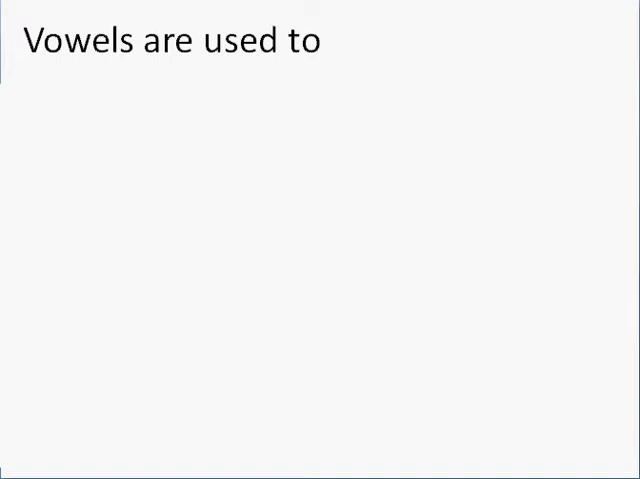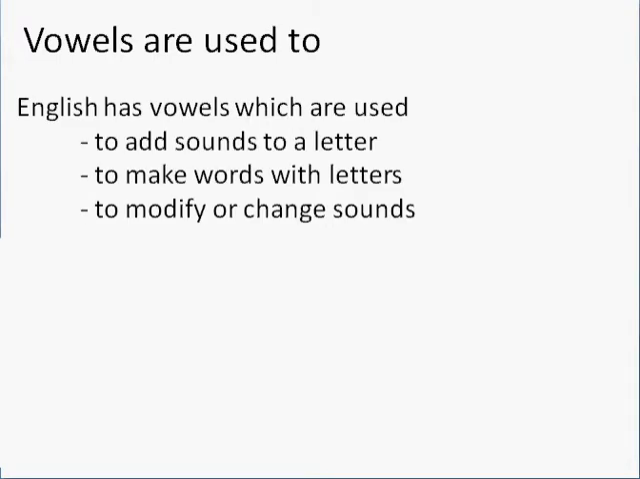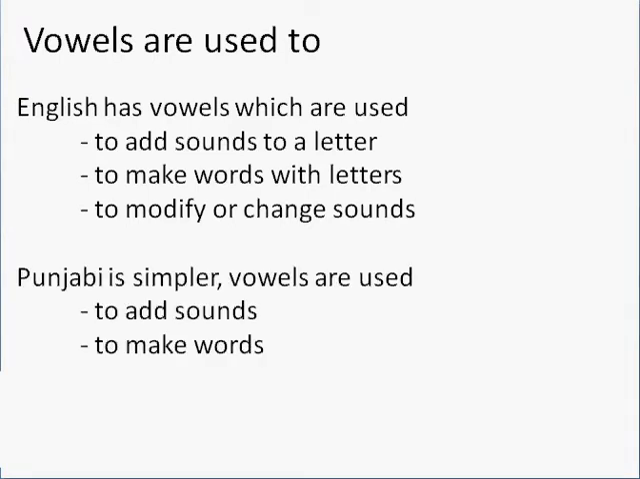And in English, as you know, vowels do a bunch of things. Vowels are used basically to add sounds to a letter. Vowels are used to help us make words because they're combined with other letters. And in some instances in English, interestingly, vowels are actually used to modify or change sounds of other letters. And Punjabi is a whole lot simpler than that. In Punjabi, we have vowels, and the vowels are used to add sounds or to make words.